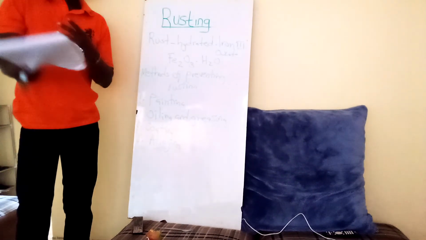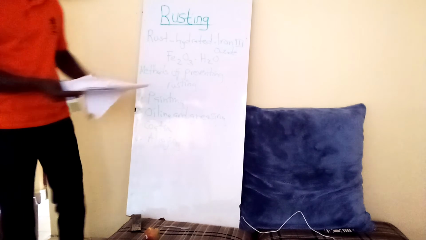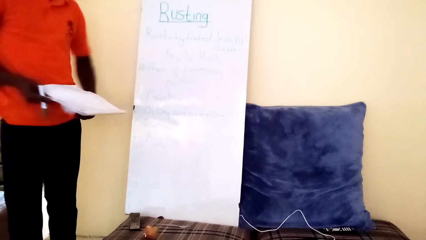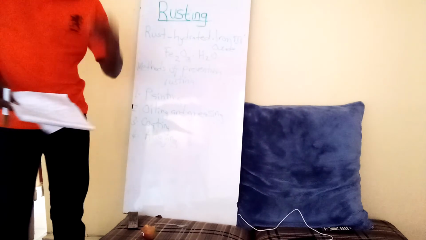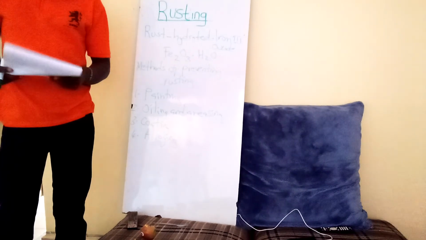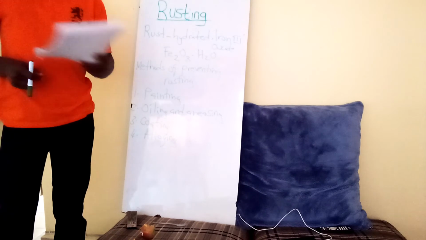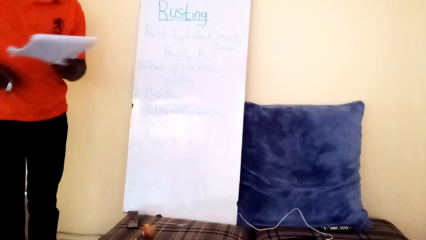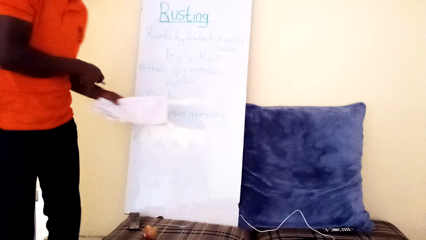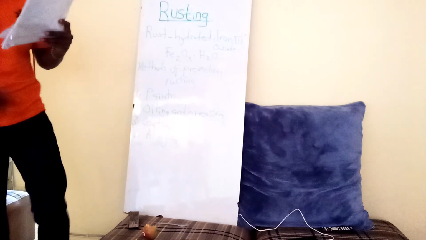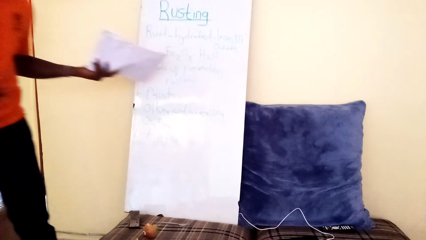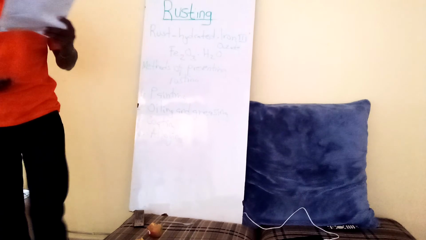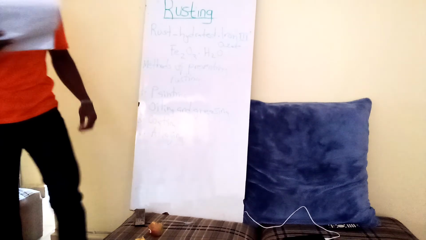A recap of our lesson today: we have looked at what is rust. You need to know the chemical name, which is hydrated iron 3 oxide. Conditions necessary for rusting: we have oxygen and water vapor. Conditions which accelerate rusting: we have acidity, and we also have salt. And lastly, we have looked at methods of preventing rusting. How will you be tested on rusting?